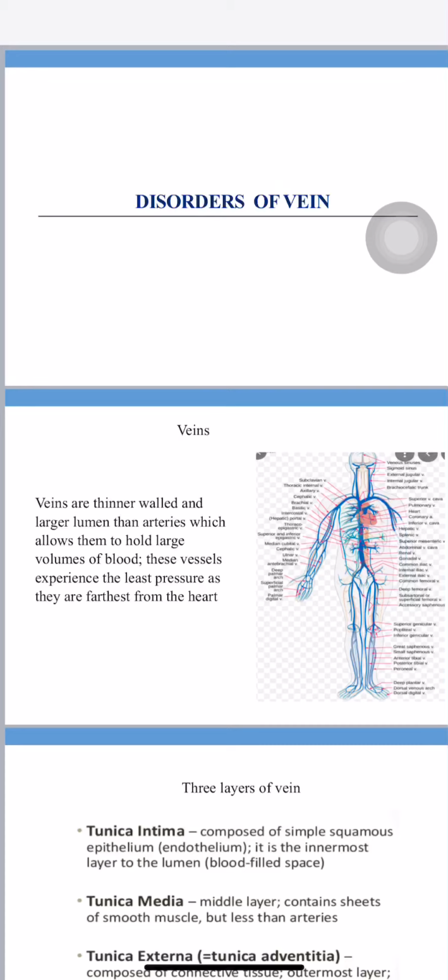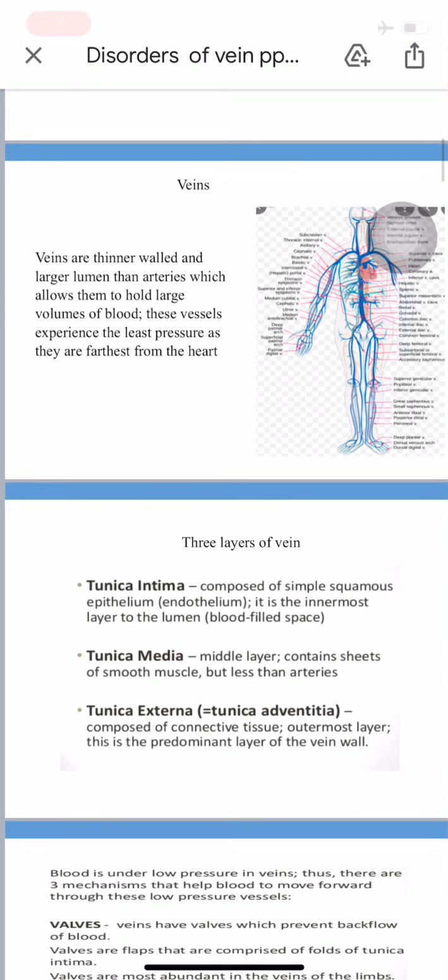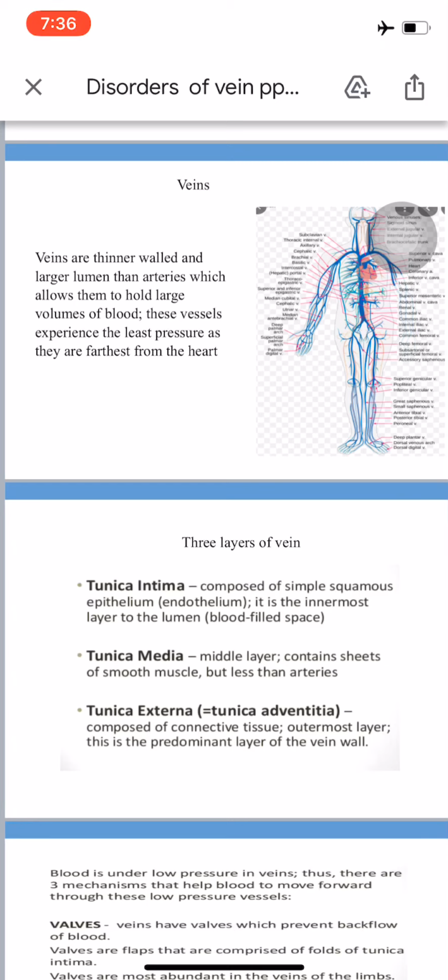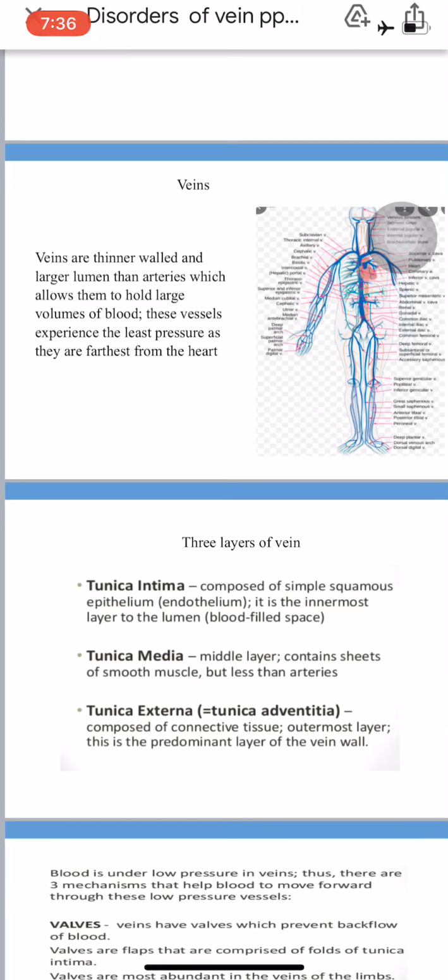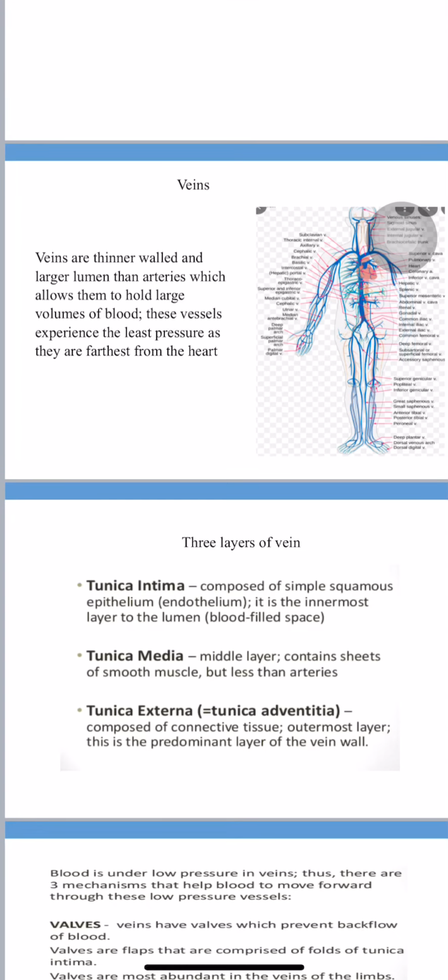Before that, we will just go through the basic structure and functions of veins. So the veins are thinner walled and have a larger lumen than arteries, which allows them to hold a large volume of blood. These vessels experience least pressure as they are farthest from the heart.